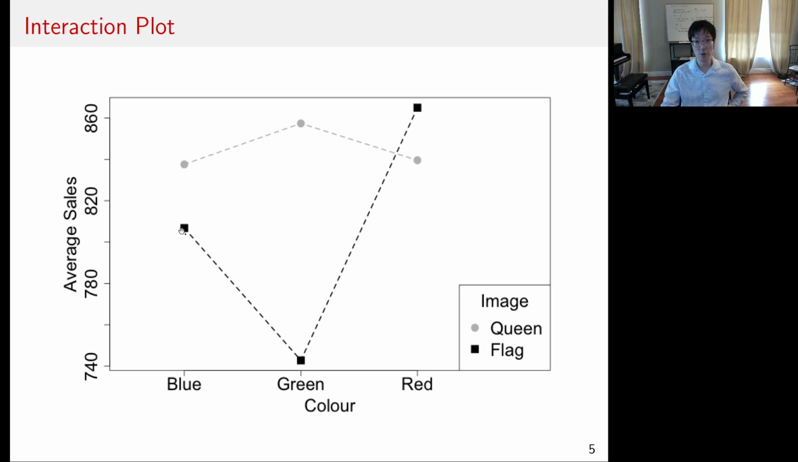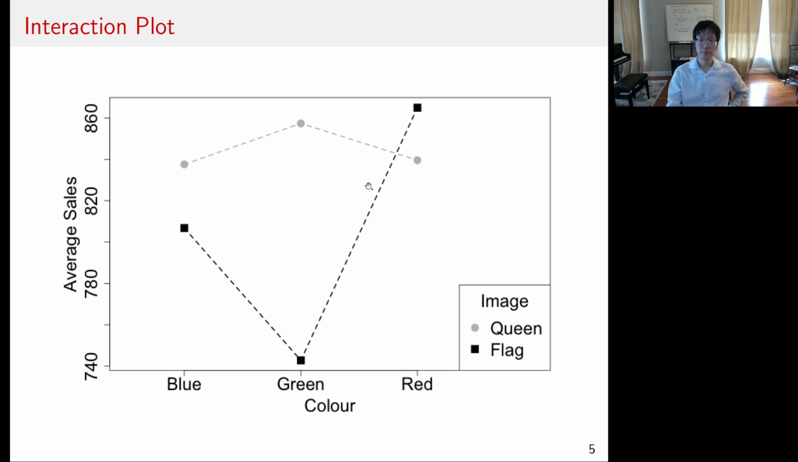So there are 6 treatments. So here are the 6 treatments laid out as an interaction plot. Here are the means of each of the combinations of color and image. So from this plot, at least, the lines are not parallel at all. It looks, in fact, they intersect here, which suggests that there is interaction.